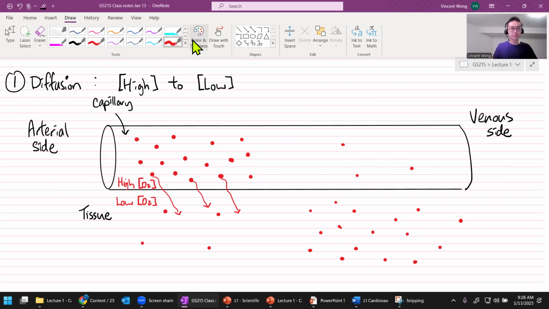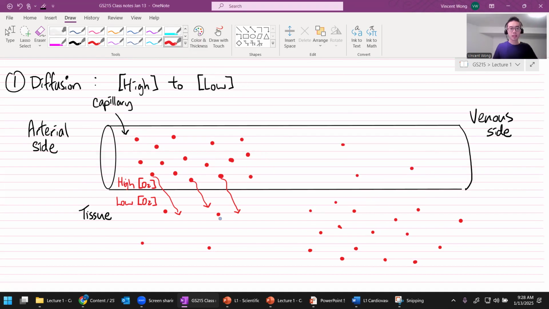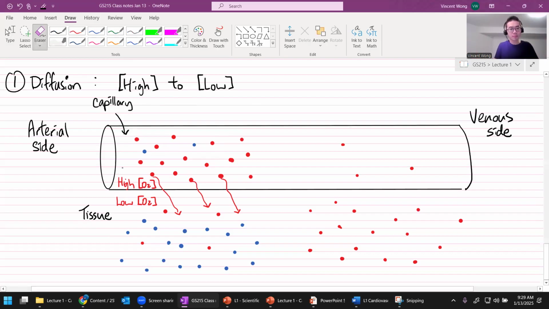Now, similarly, we have the carbon dioxide, which I'll use blue. The tissue is generating more carbon dioxide from cellular respiration. And then the arterial blood that's coming in has a bit of carbon dioxide. Not a lot, because you breathe them out. You're not going to be able to breathe out all the carbon dioxide. You breathe out quite a bit, but there will still be some. So there's low CO2 here, and here is high CO2. And of course, it goes from high to low.